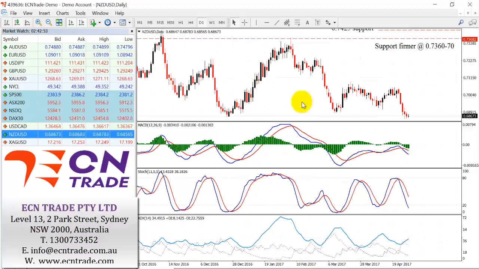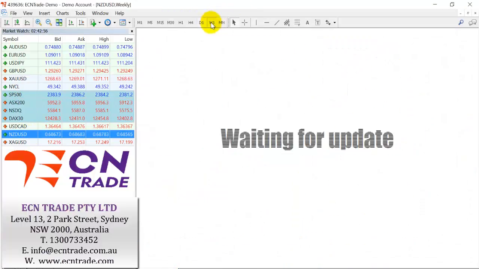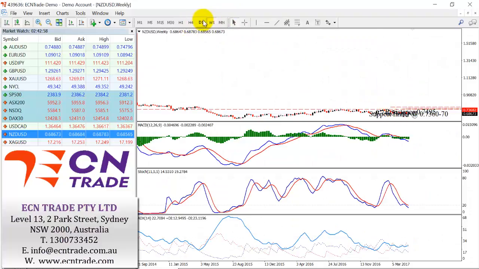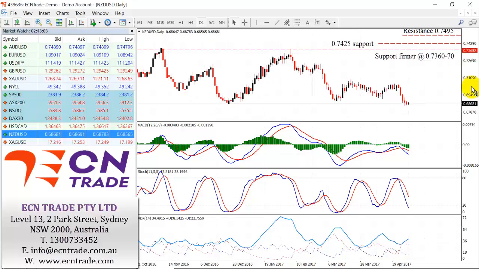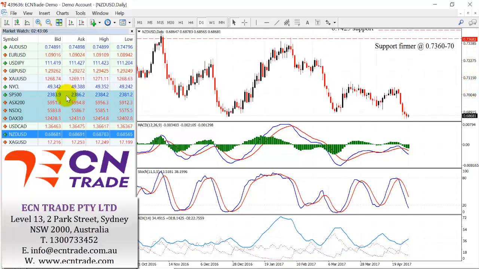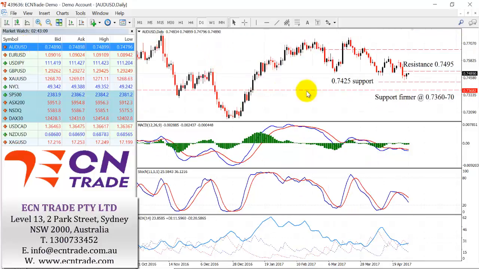With the Kiwi dollar, if I go to the weeklies, I expect to see further weakness to the downside, with a target now of 66.70 for those looking to go short. But with the Australian dollar, I expect to see further attempts to move towards the upside with a cap of 74.95 and above there firmer at 75.45.